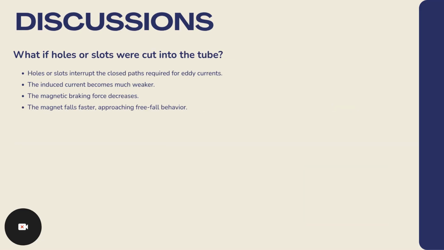What if holes or slots were cut into the tube? The closed paths required for eddy currents would be interrupted. As a result, the induced currents would become much weaker, producing a smaller magnetic braking force. Therefore, the magnet would fall faster, approaching free fall behavior.